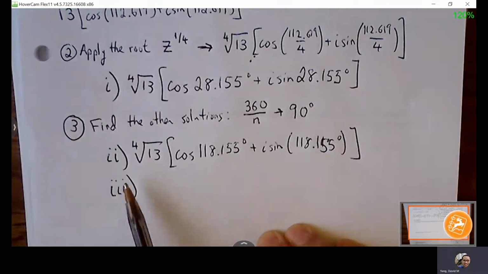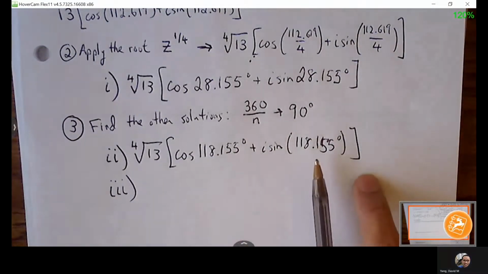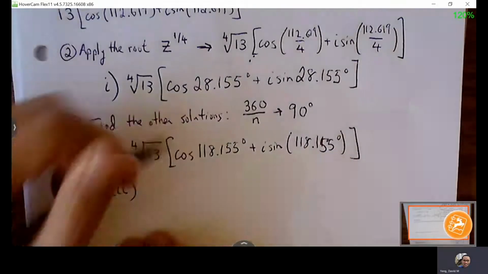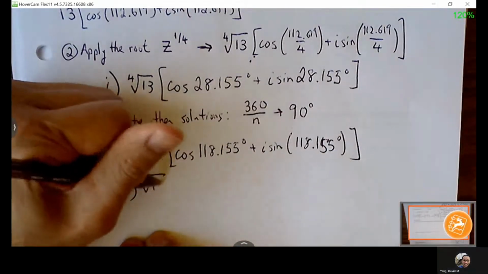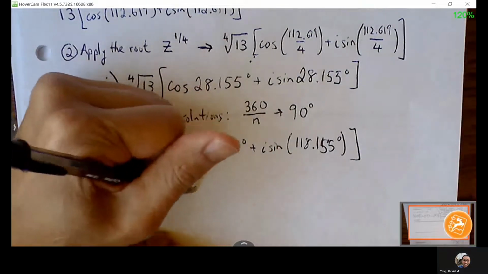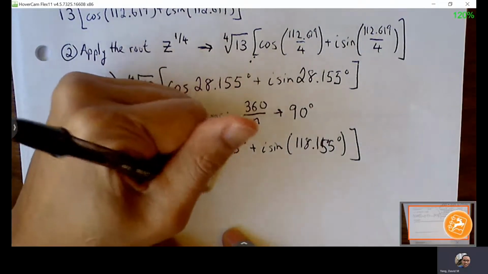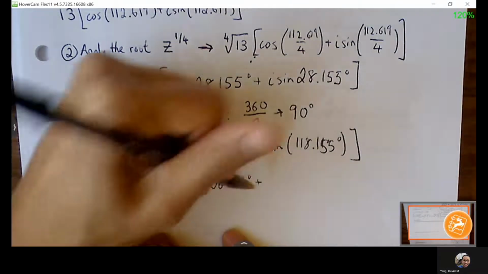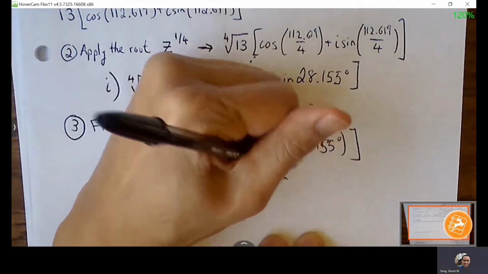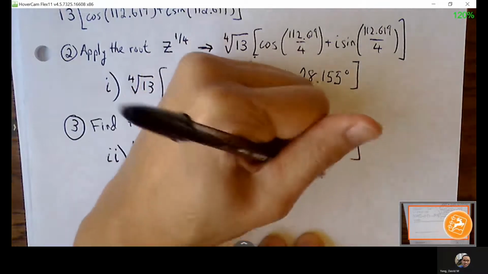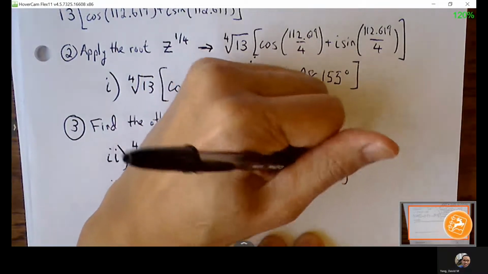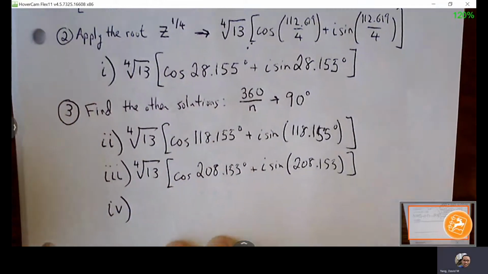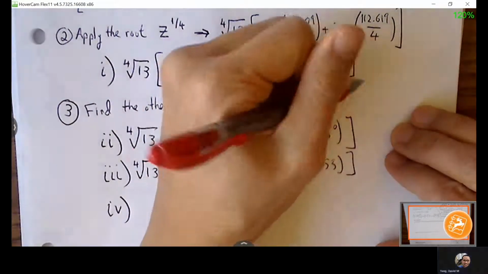Okay, how do you think we can find the next solution? Yeah, add another 90. And then the final solution, add another 90.